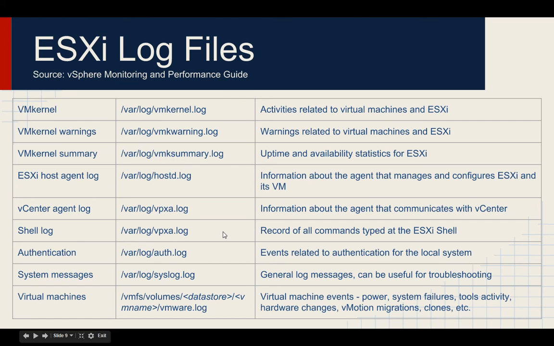There's a shell log which records commands typed at the ESXi shell. It's a good security auditing log. Then the authentication log. This is authentication related to the local host system, so this will not be your vCenter SSO logs. This is just login activity to the host itself, which should in most cases probably just be the vCenter logging in. There's a general syslog, and then also a log file per VM, and that is stored in the VMFS path or the NFS datastore path where your virtual machine configuration files reside.